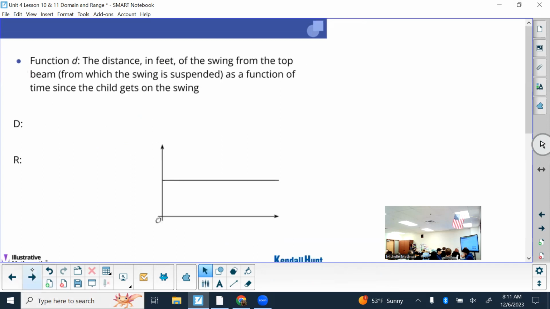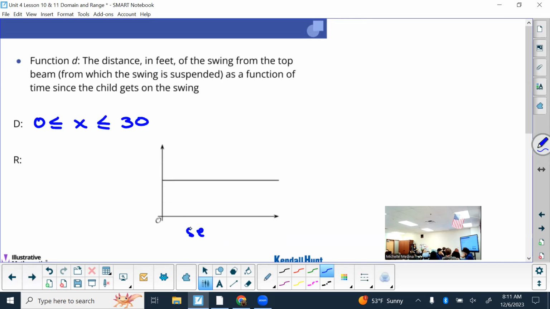Okay, let's do power curve. Domain is going to be the same for all of them. I mentioned that before. That's not what's changing. What's changing is what goes on the Y. So for function D, what should go on the Y? The distance in feet. Now, is there any change? No. I don't know what the height is.